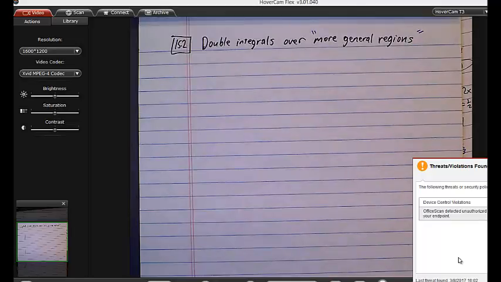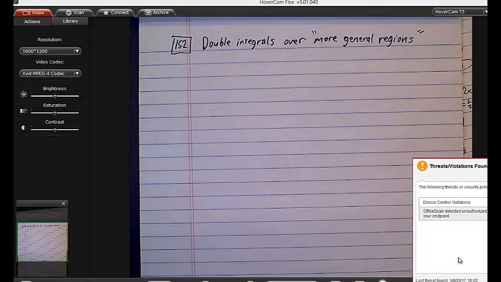Section 1 was also double integrals, but the difference was, okay, the region on the xy plane underneath the surface, right? In section 1 was what shape? A rectangle. Okay, so we had a rectangle. Today we're going to do things that are not rectangles.